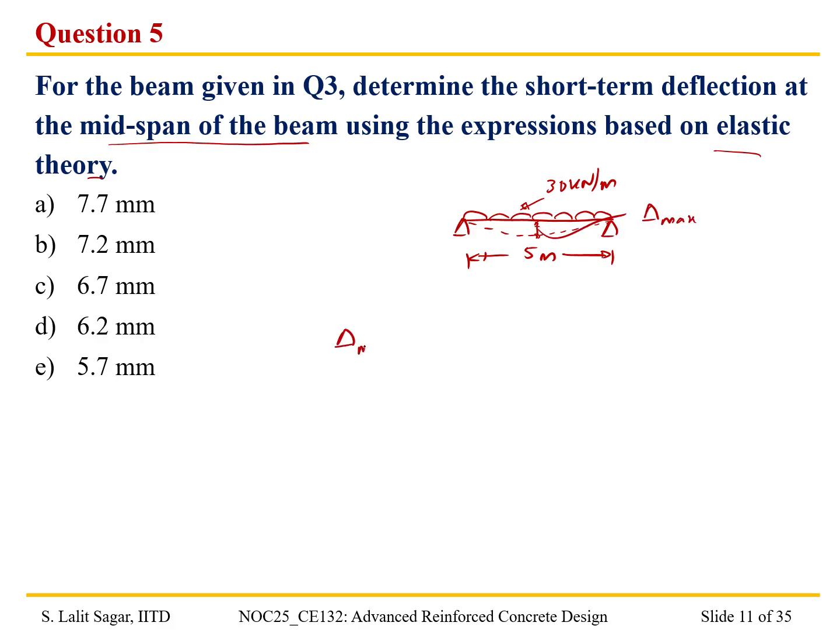So delta max, or here it is delta S. Let us better denote it by delta S, which was also the notation used in the class. That is given by 5 by 384 into WL to the power 4 divided by EI. Here this EI is I effective. As per the mechanics, for a simply supported beam that is subjected to a UDL, this is the expression to determine the maximum deflection.